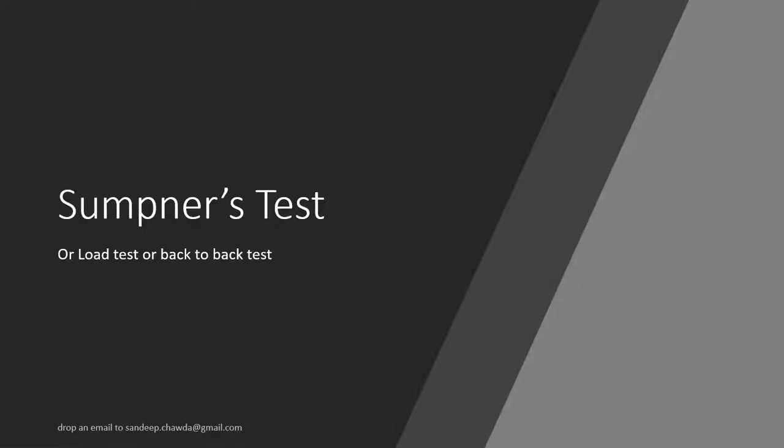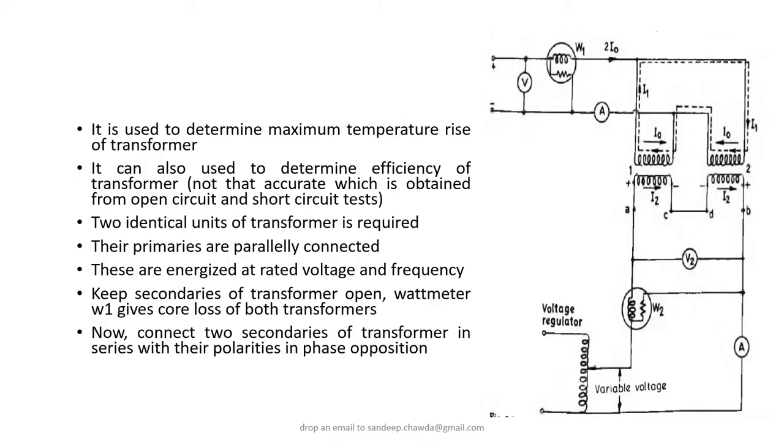Sumpner test, and what exactly we are going to do in this test, or what parameters can be determined using this particular test. So when we talk about the Sumpner test, of course this test is going to be conducted on a transformer. The aim of this particular test is to determine the maximum temperature rise in the transformer.